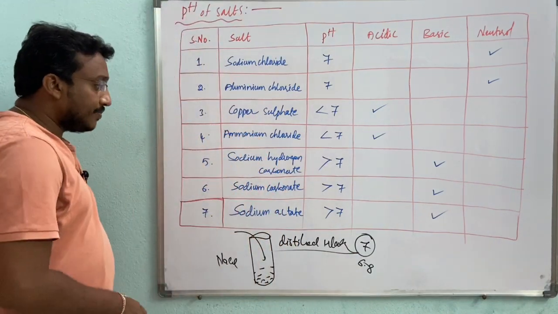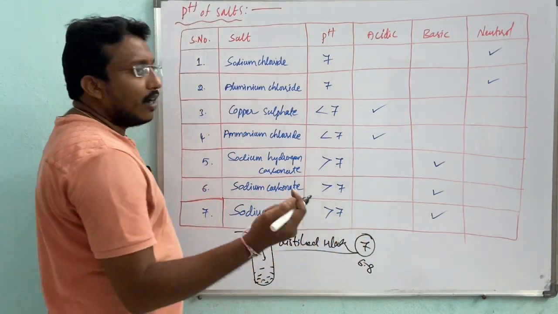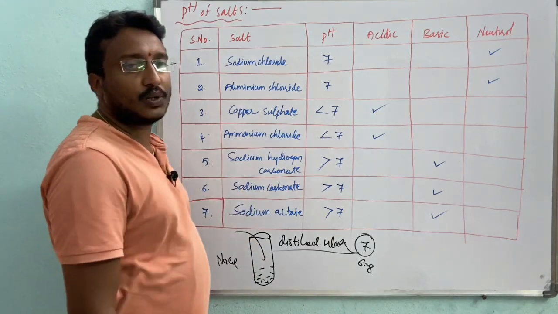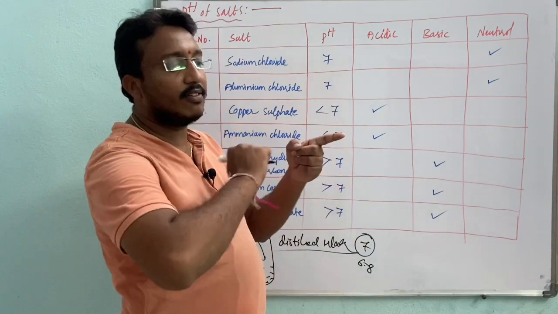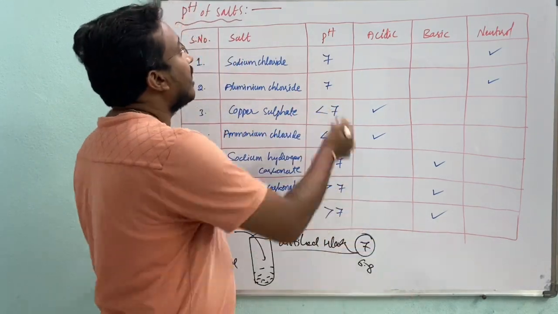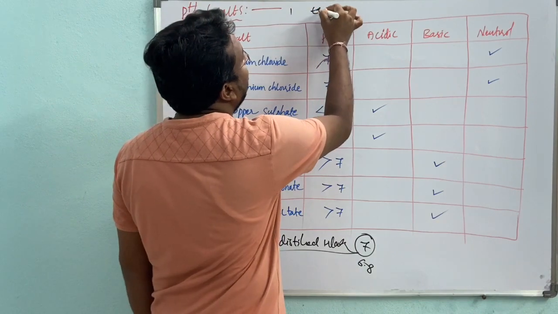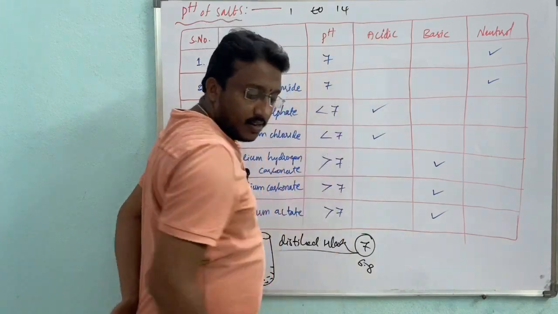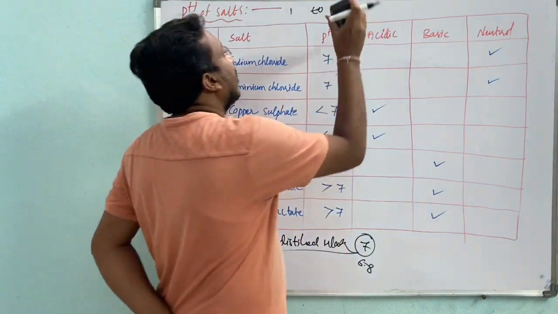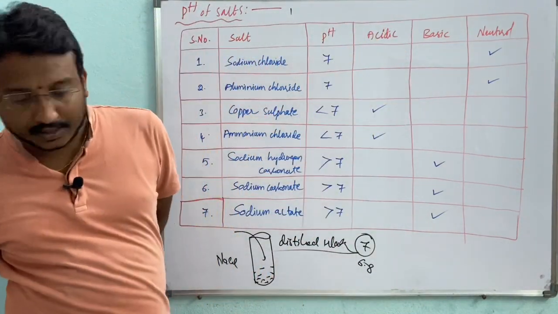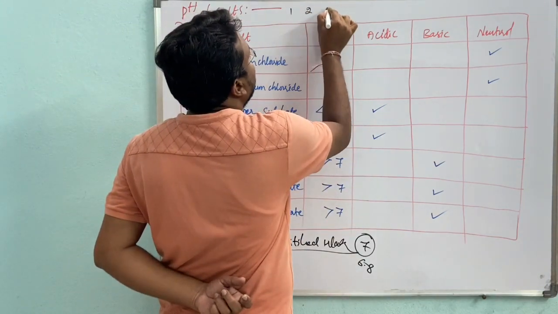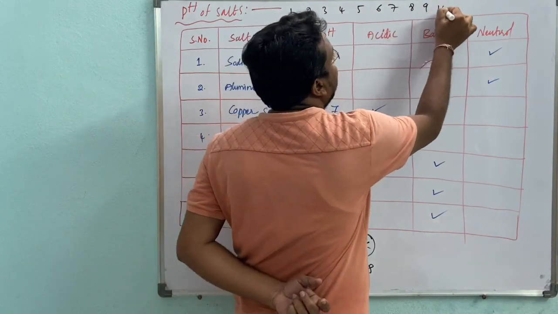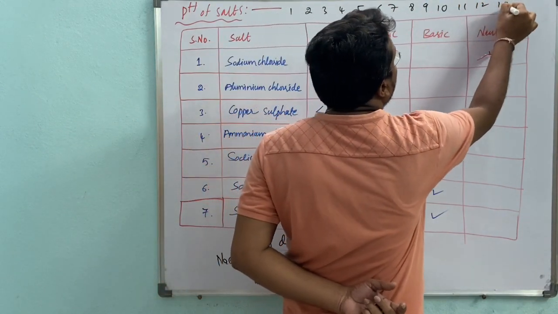Then after, take a pH indicator and dip it in the given solution, and it gives the pH. Discussion on the pH scale: it has numbers 1 to 14, right? 1, 2, 3, 4, 5, 6, 7, 8, 9, 10, 11, 12, 13, 14.